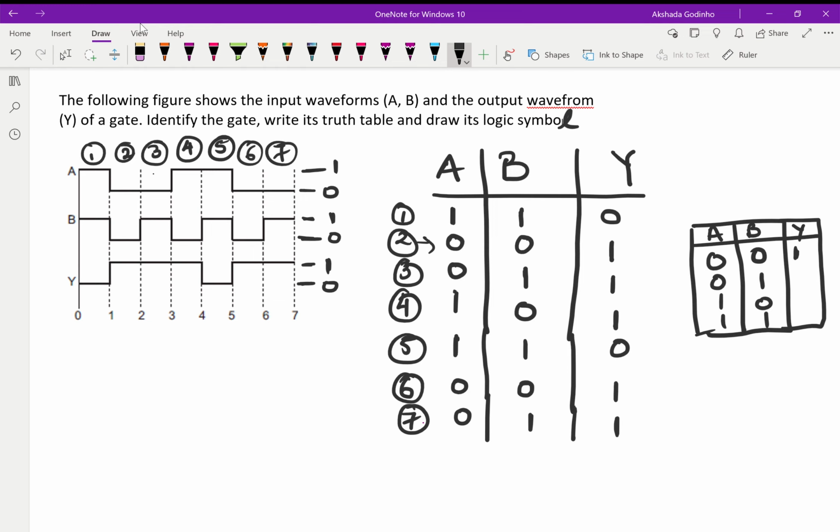0, 1. Let us search for 0, 1. Yes, it is at 3. It is giving us 1. Then we have 1, 0. 1, 0 is at 4. It is giving us a 1. And 1, 1. 1, 1 is 1 at 1, or at 5, you can see both the values are the same. 1, 1 is giving us a 0.